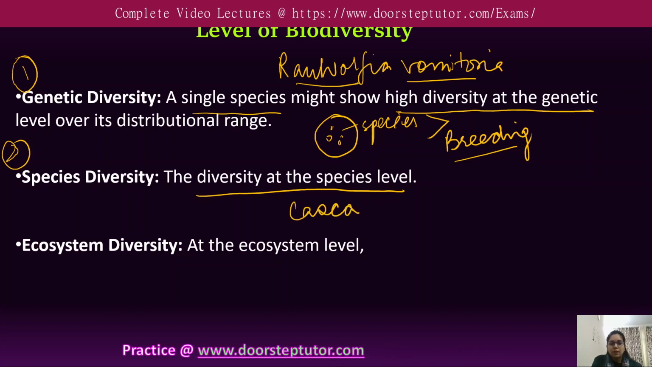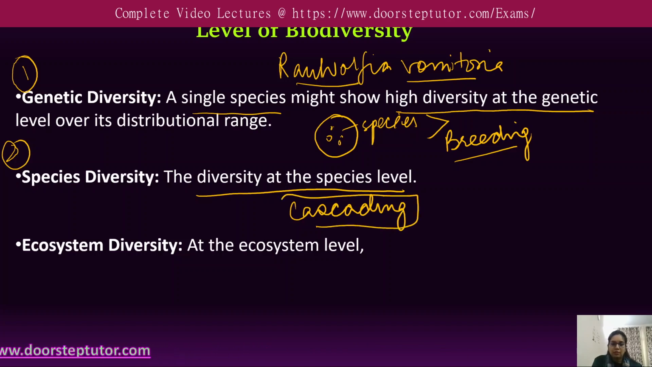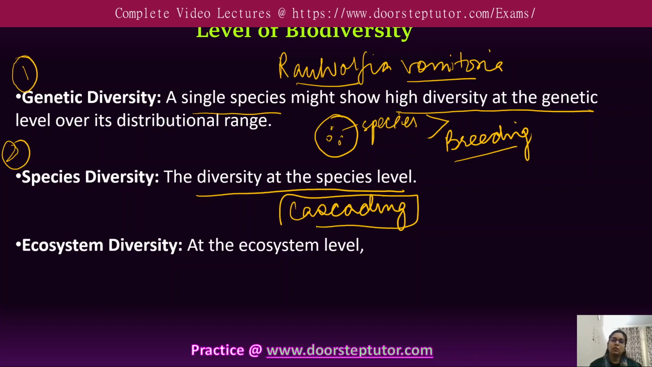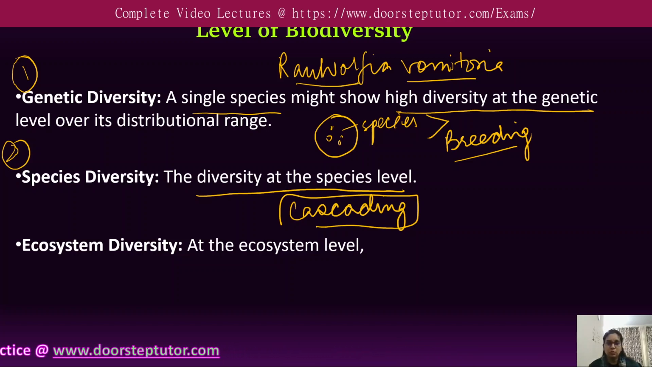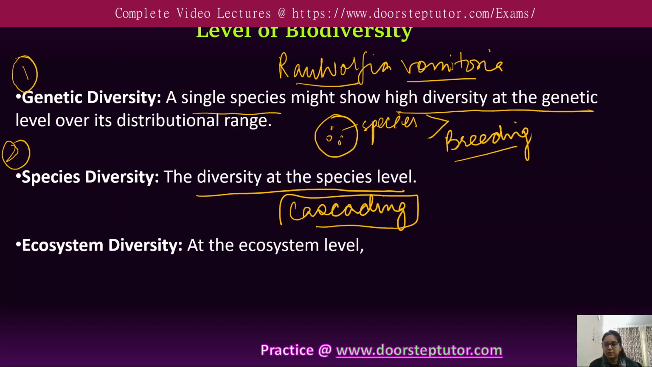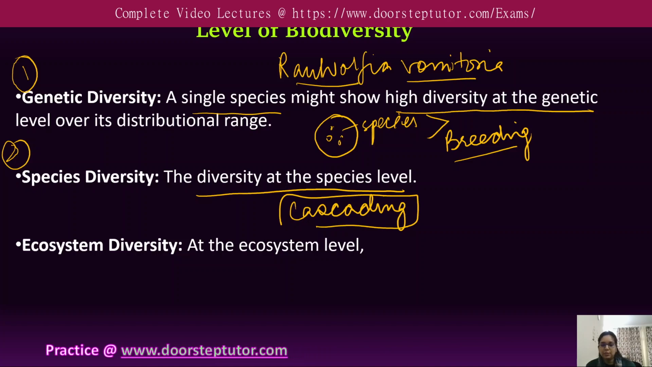Cascading effect means, suppose one species is lost from a particular environment, then the species which depend on it will be lost in the near future, and similarly the other species depending on those species will also go extinct. In that way, species diversity is very important because of the cascading effect on the entire ecosystem. Like the Western Ghats, they have greater biodiversity because they have a high range of amphibian species diversity compared to the Eastern Ghats. This is the main difference in species diversity, because the Western Ghats have a higher number of amphibian species than the Eastern Ghats.